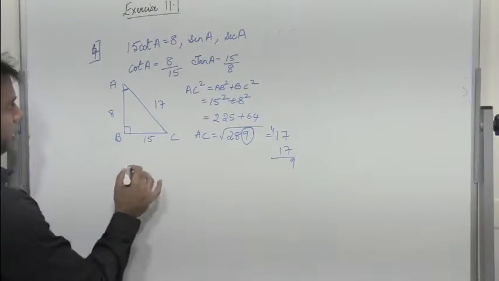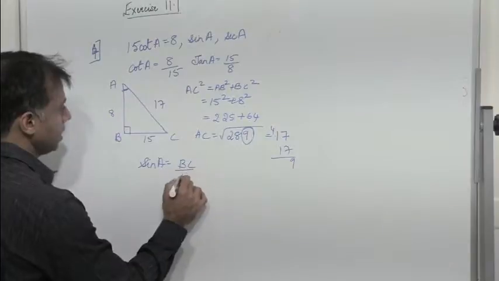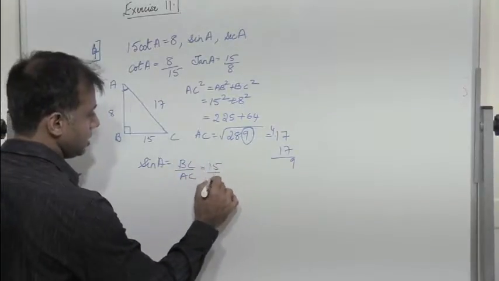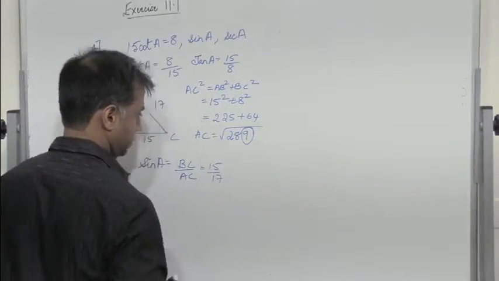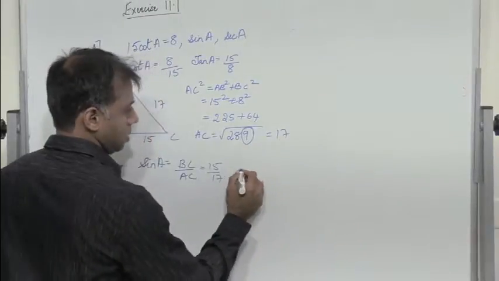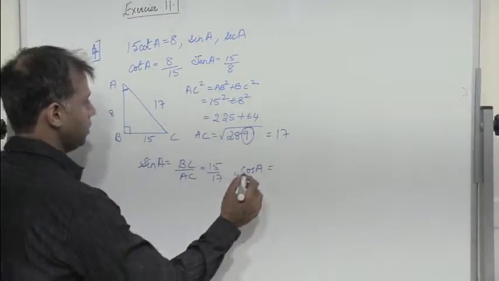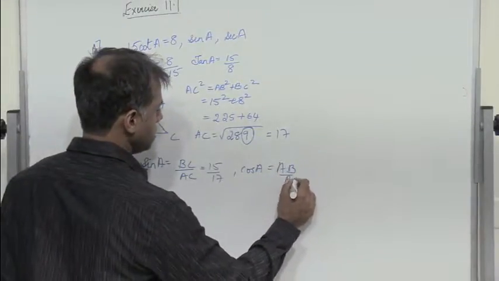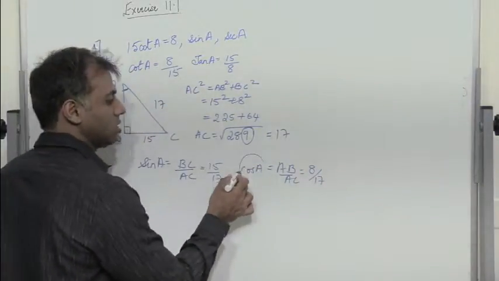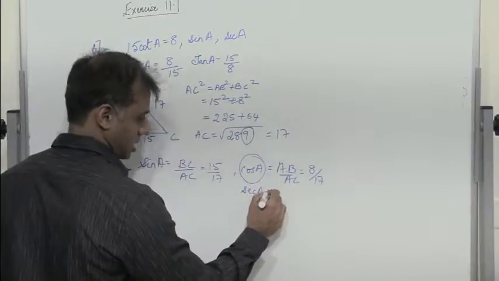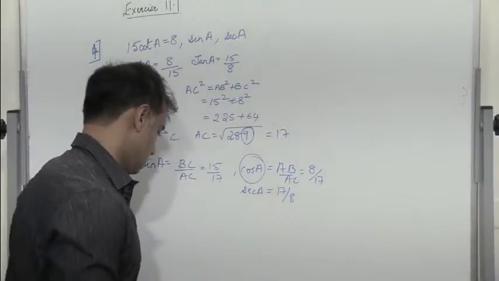So now what do I need to find? I need to find sine A. So sine A is opposite side, which is BC by hypotenuse AC, 15 by 17. Okay, so what is secant A? Let's find cos A. What is cos A? Adjacent side by hypotenuse, AB by AC, which is 8 by 17. And what is secant A? It is just the reciprocal of cos A. Secant A is 17 by 8. Right? So we are finished with this problem also.